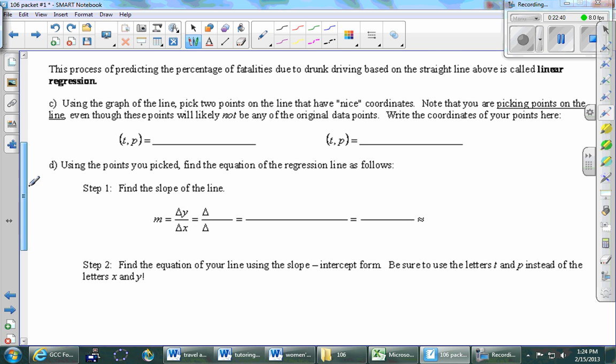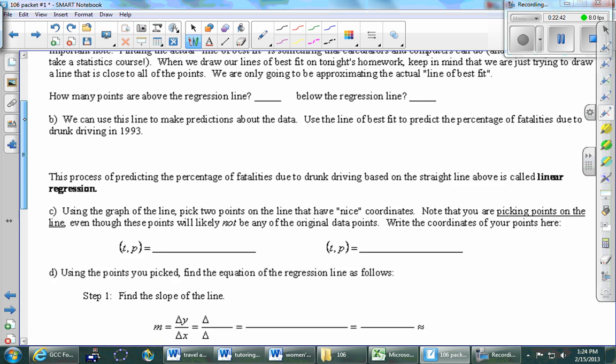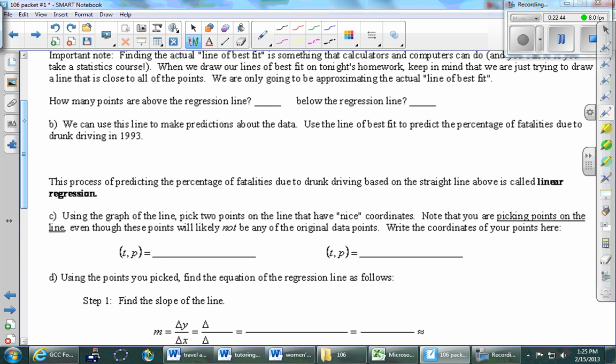Okay, so we're continuing around to Sam. Let's see, where are we? Part B.